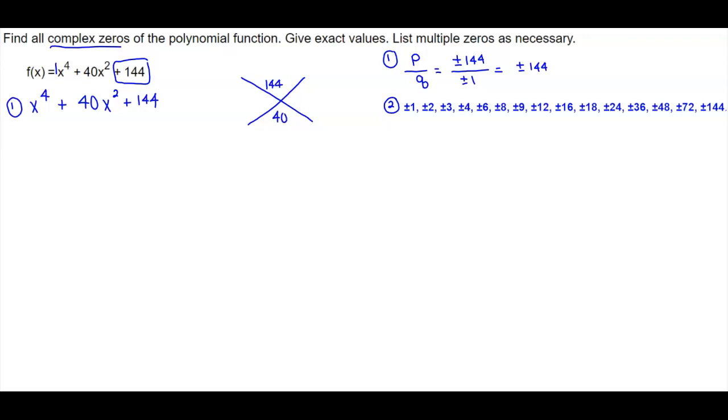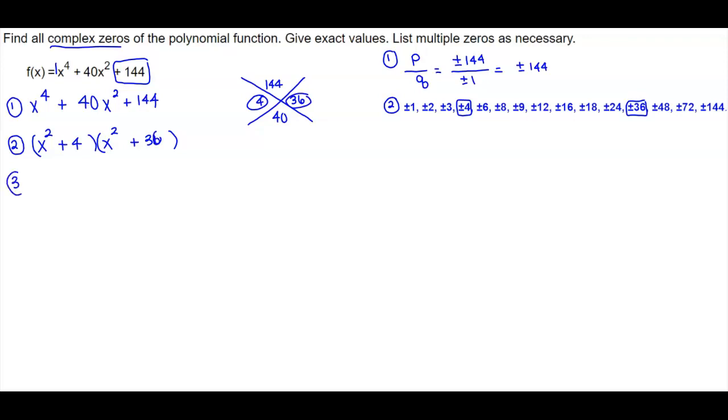So what two numbers can we multiply to get 144, then we add them together, it gives us 40? Well, 4 times 36, okay, that gives us 144, and when we add them together, it's going to give us 40. So what that means is the following. We're going to write this in factored form. So we know this x to the fourth means that we would have to multiply both of these by x squared. And then we have x squared plus 4 times x squared plus 36.